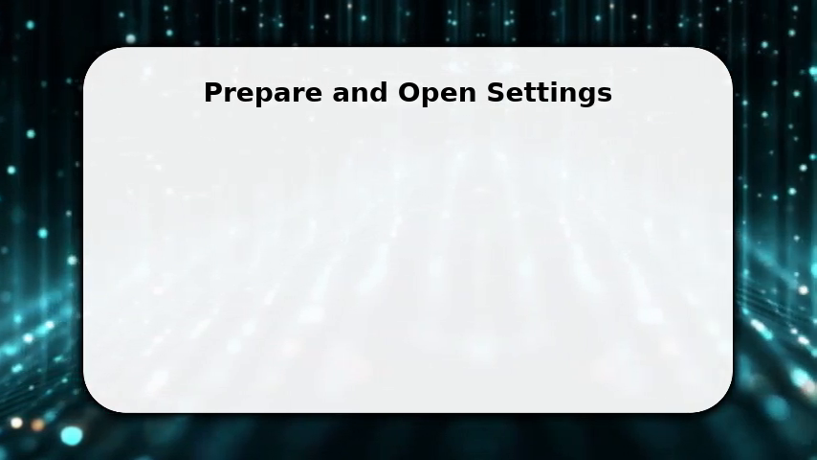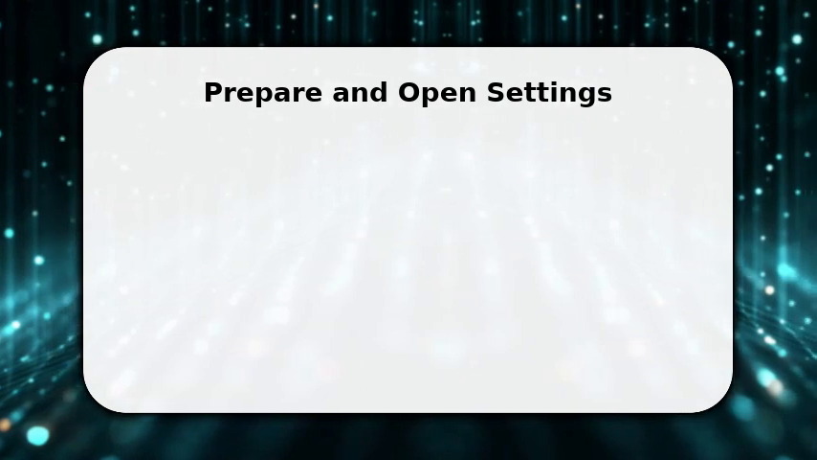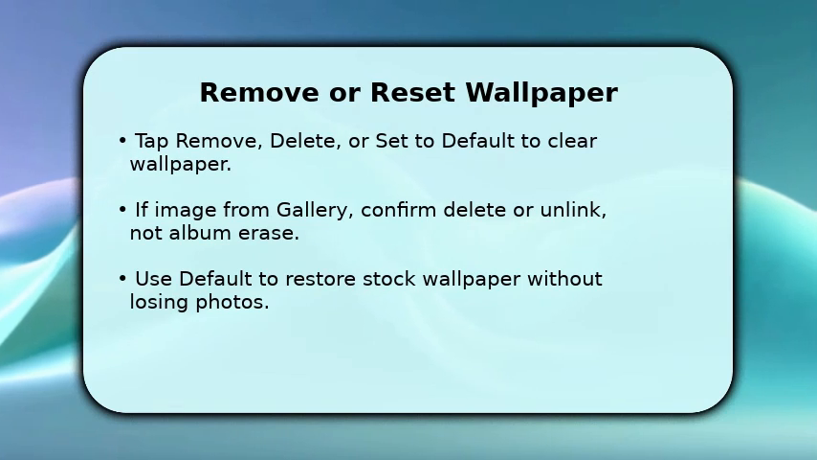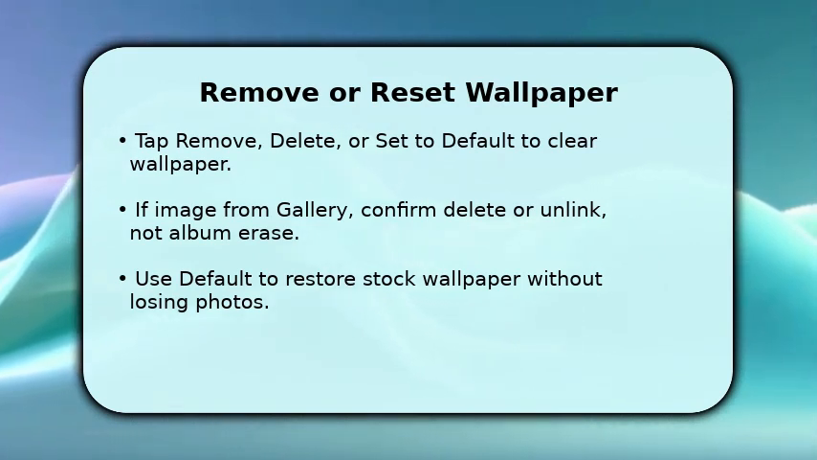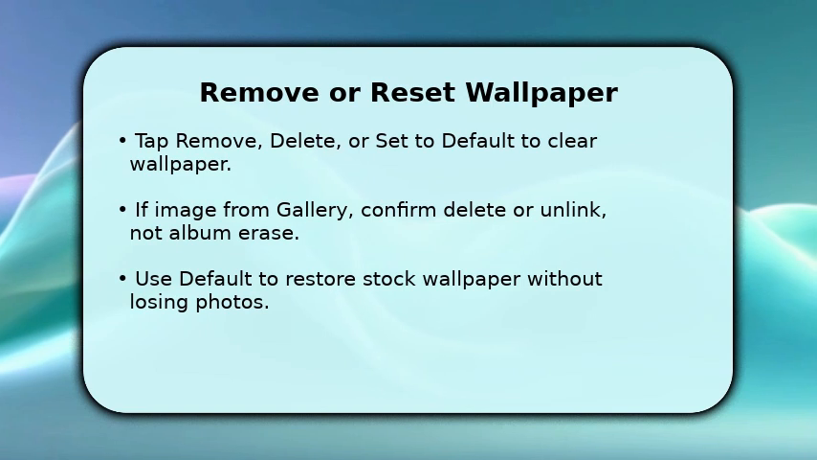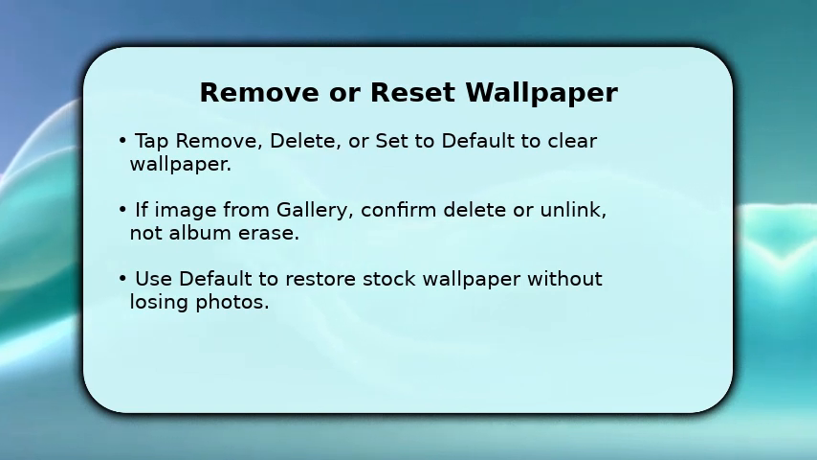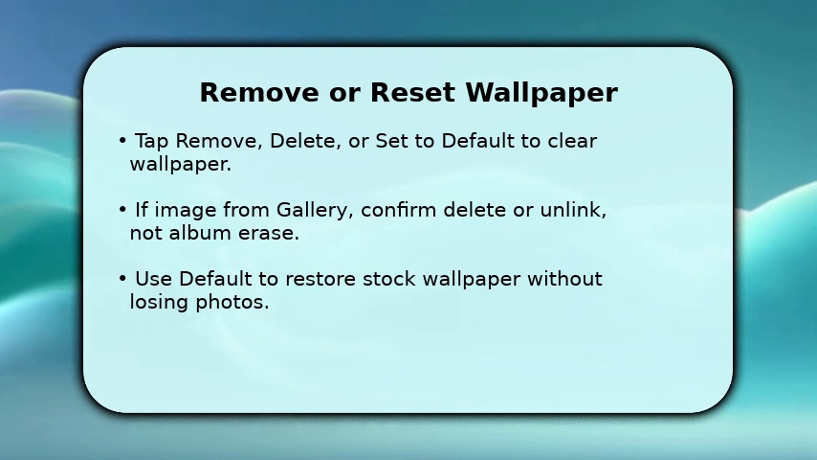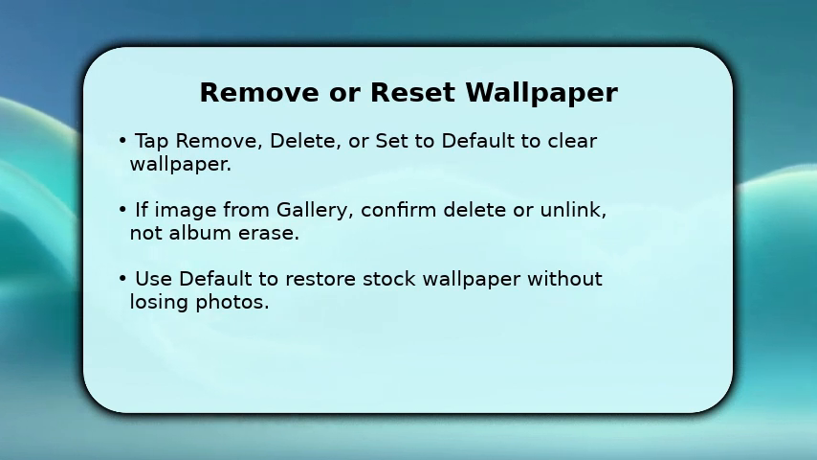Make sure to note if the image is from Gallery or a system pack before proceeding. You'll now remove the lock wallpaper. Tap Remove or Delete when the preview shows, or choose Set to Default if you want the built-in image back. If the wallpaper came from your gallery, confirm you only unlink it from lock screen rather than deleting the original photo from storage. On some systems, you'll see a separate prompt. Once done, the lock wallpaper reverts to default or blank.